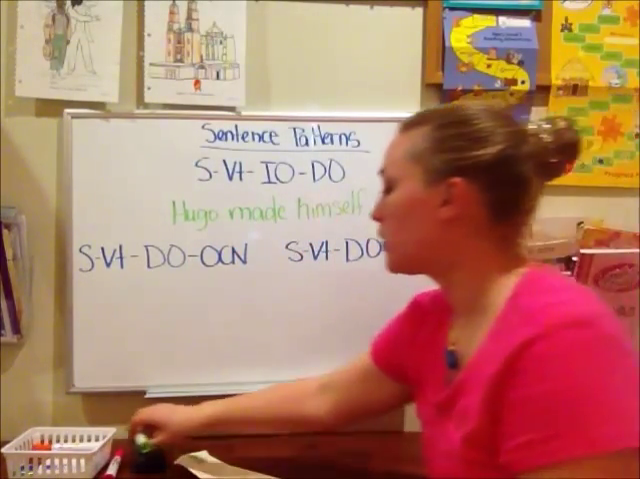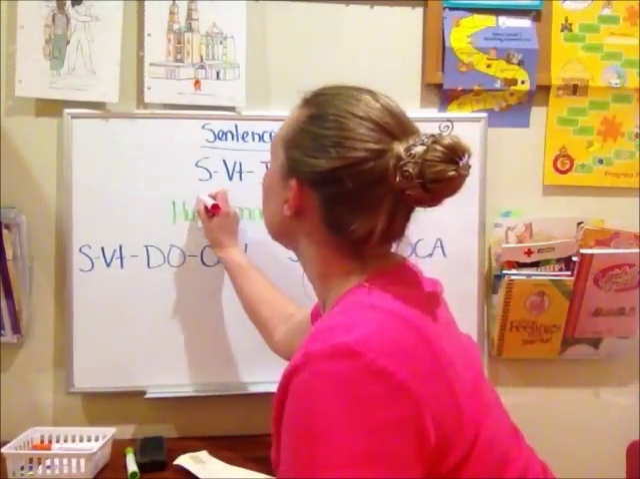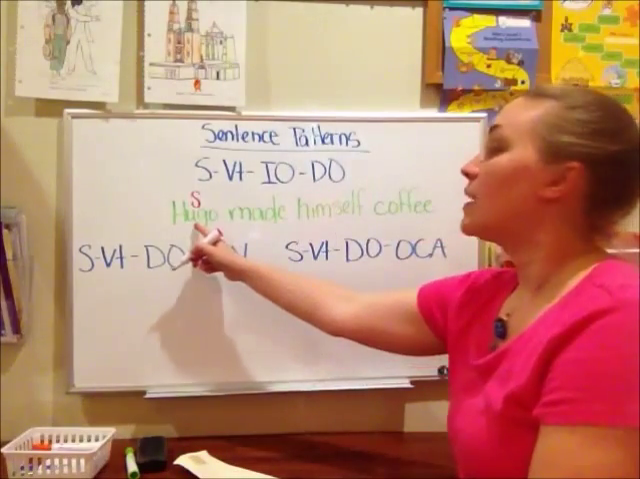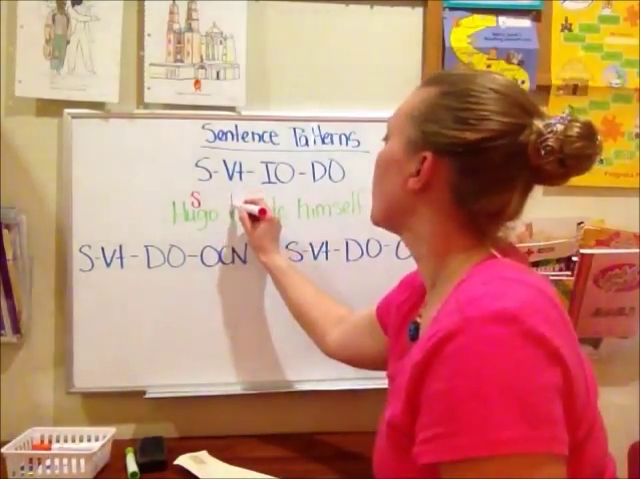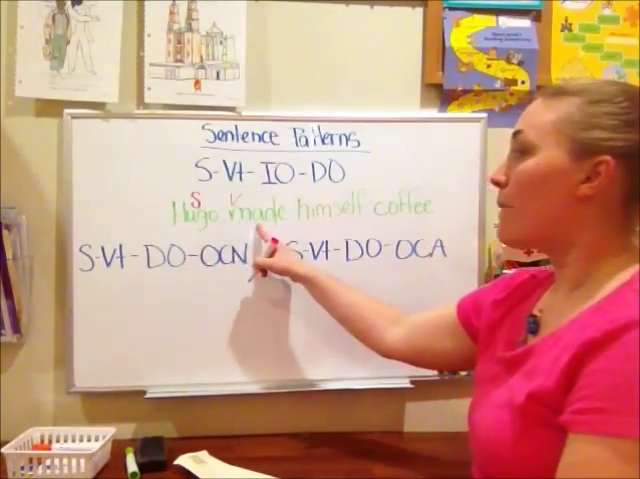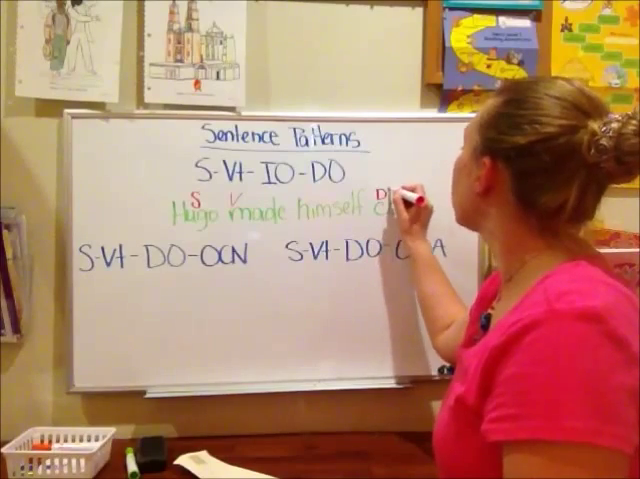When we go back to parse our sentence, who or what is our sentence about? Hugo. Hugo is the subject of the sentence. What is being said about Hugo? Hugo made. Made is our verb. What did Hugo make? He made coffee. Coffee is a direct object.